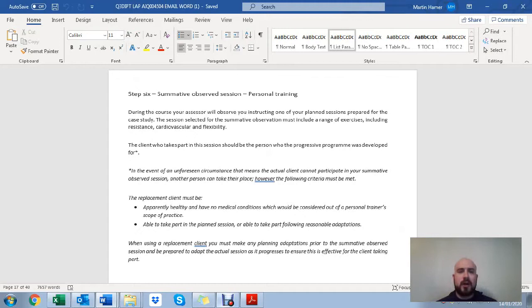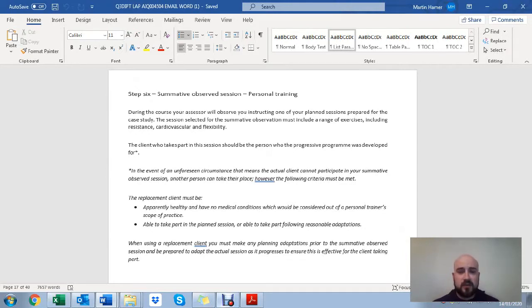Or we can organise it via video assessment where the set criteria for a DVD submission will be sent to you for that. So you can either do your personal training session via video submission, or you can physically come into an assessment centre. So if you just have a quick look here, during the course your assessor will observe you instructing one of your planned sessions prepared for the case study.